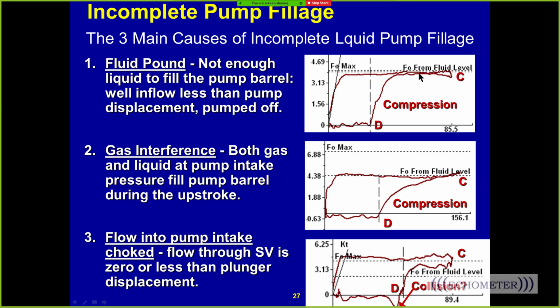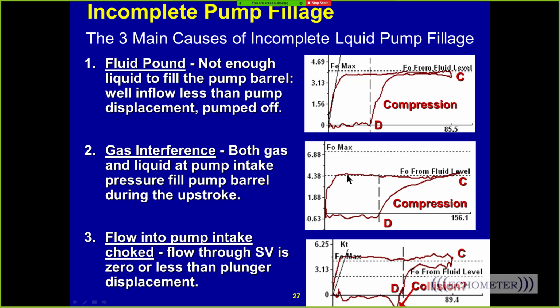We'll go halfway, the pressure here only doubled, like from 10 to 20. From here it doubles from like 500 to 1,000. So it's a much more gradual slope. It's a much more sudden slope when it's a low pump intake pressure, and we call it a fluid pound shape. Now this is called gas interference.